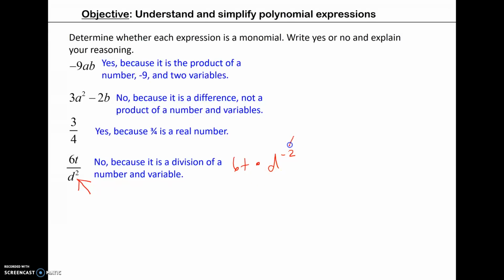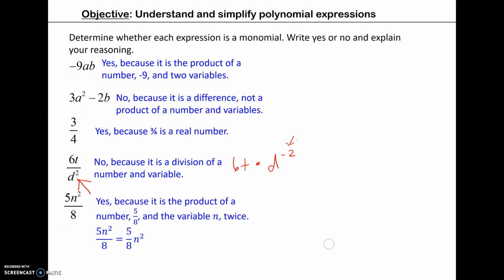Because this right here is a negative 2, remember your variables have to have whole number exponents. Negative 2 is not a whole number, because it comes before 0. Okay. How about this one?